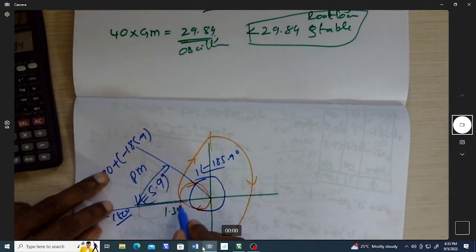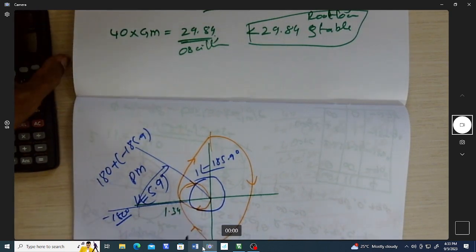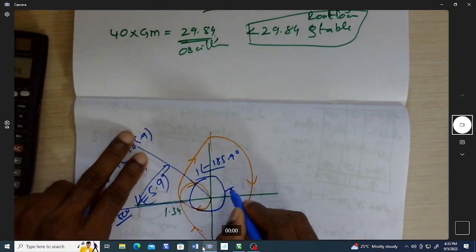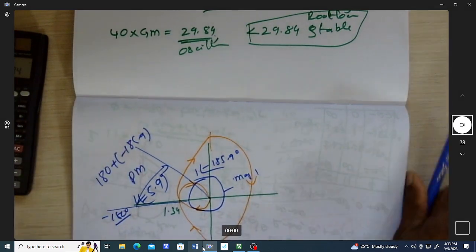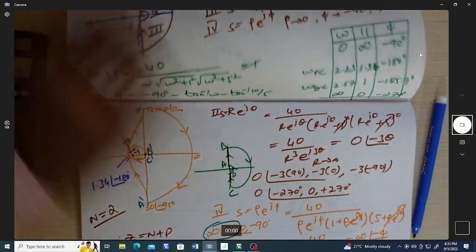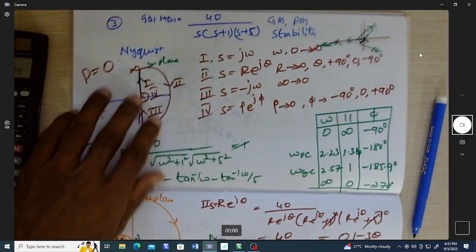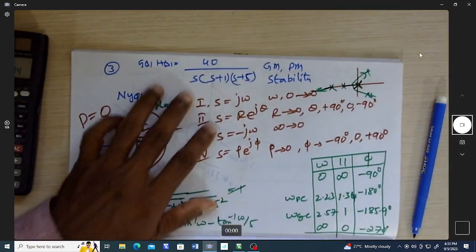And what is gain margin? So gain margin is 1 over this magnitude. So this is the circle with magnitude 1. This way you are able to understand it. So it's not difficult. The only thing is that you should predict the stability of the system, which you can do.